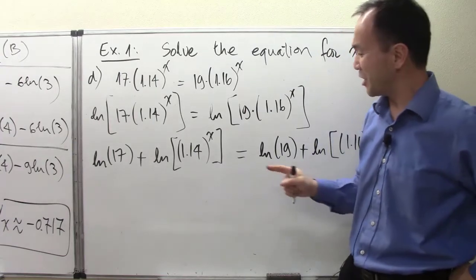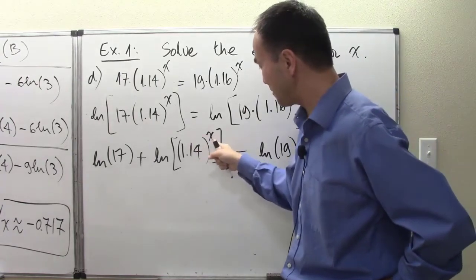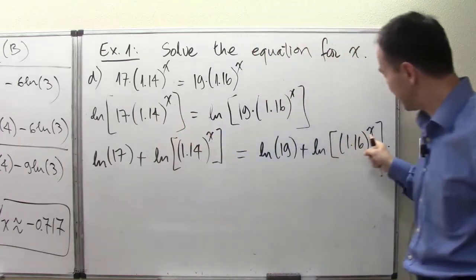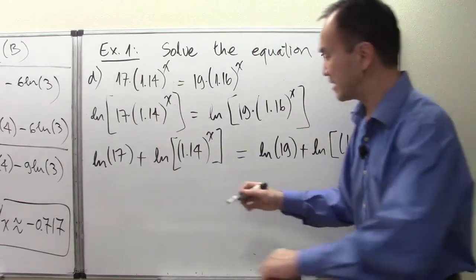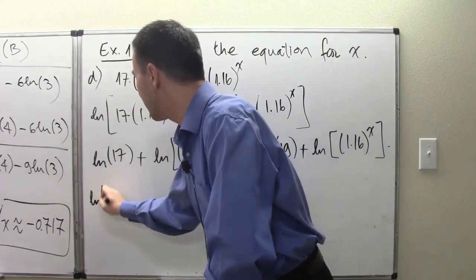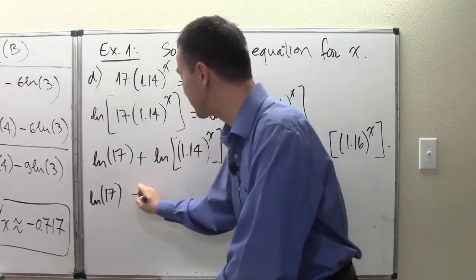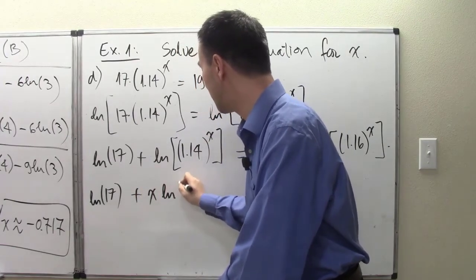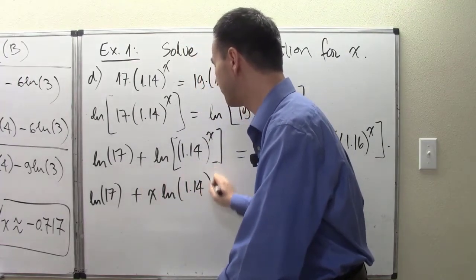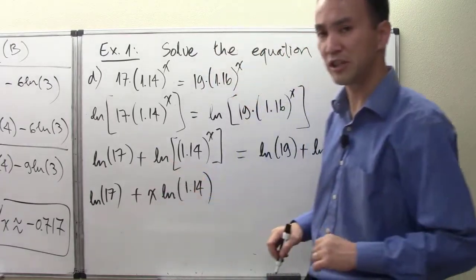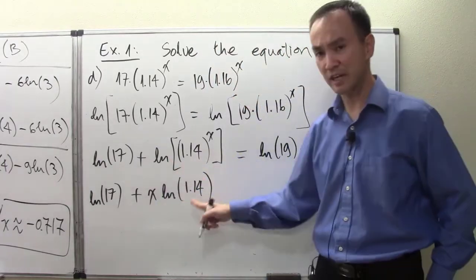Okay, so now I'm going to apply that property where I can bring down the exponent x in front. This x will come down in front. So for now, natural log 17 on the left hand side stays the same, but this term becomes x times the natural log of 1.14. So all of this looks pretty good so far.